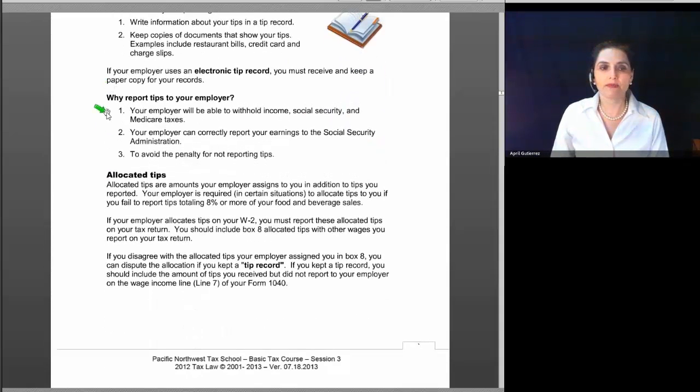Well, firstly, the employer is required to do Social Security and Medicare withholding on those tips for you, and if you don't tell your employer how much tip you got, then they don't know how much tax to withhold. The other is so that the employer can correctly report your total earnings to Social Security on your W-2. And the third reason is, well, the law requires it, and if you don't, you can be subjected to penalties.